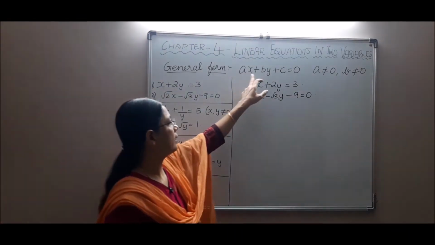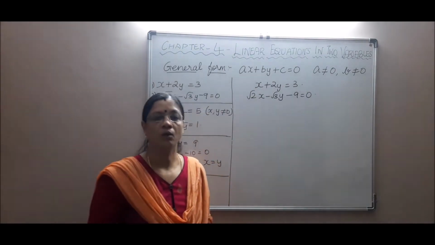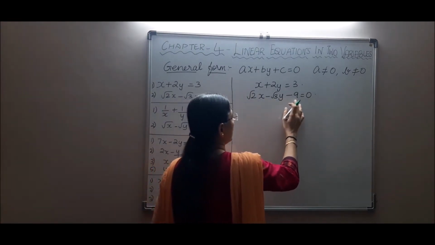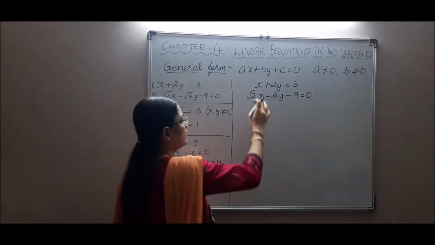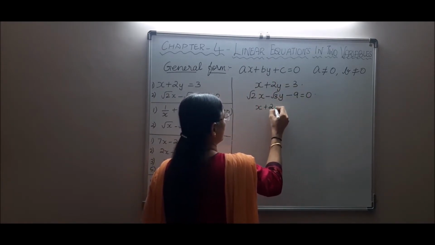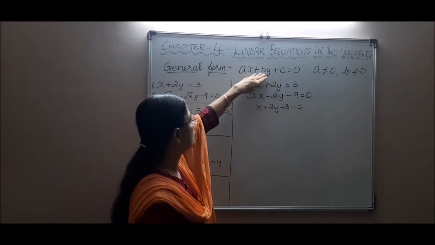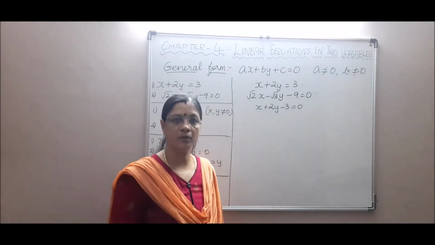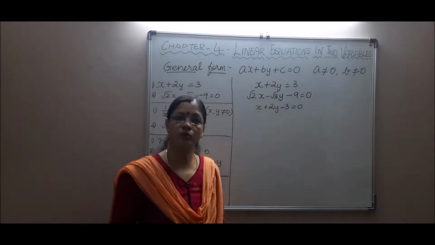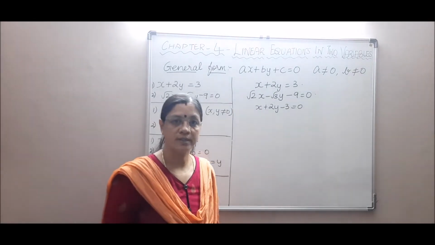I have said a and b are real numbers. So rational and irrational numbers are also possible for a and b. So root 2x minus root 3y minus 9 is equal to 0. Now you can rewrite x plus 2y is equal to 3 as x plus 2y minus 3 is equal to 0 to bring this equation to the general format, ax plus by plus c is equal to 0. So we have the equation similar to the general form.